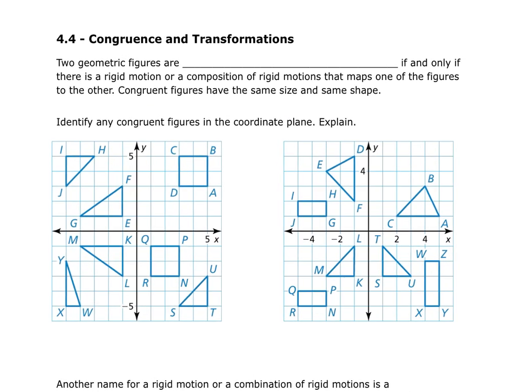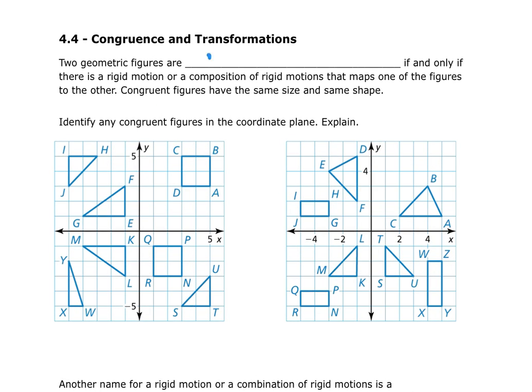Two geometric figures are congruent figures if and only if. It's been a while since we've seen that statement, right? If and only if, we saw that way back in chapter 2 when we talked about biconditionals. If and only if there is a rigid motion or a composition of rigid motions, okay?